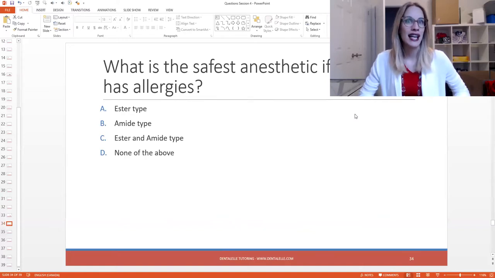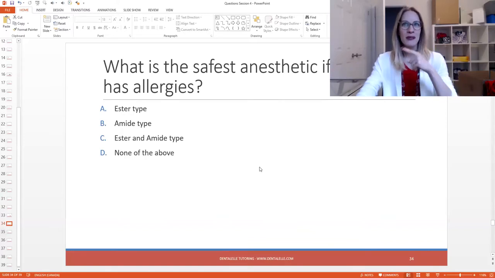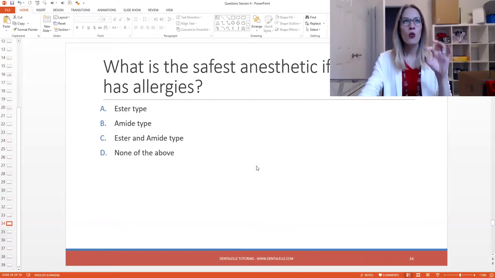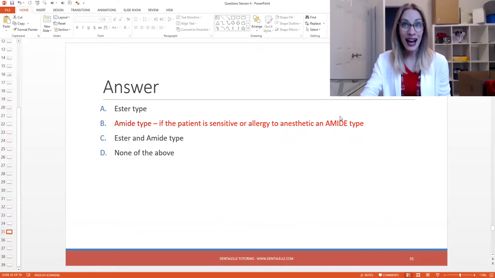So if you get that question on an exam, it's rare to be allergic to topical. But anyways, we are talking about something different. What is the safest anesthetic if the client has allergies? So you have to know which type is the safest for those patients with allergies. It's the amide type. So if the patient has a sensitivity or is allergic, then you want them to have the amide type. Does that make sense? Because with ester, there's a lot of allergies actually to the ester types of anesthetics. So if you're not sure, it just makes sense to give them the amide type, because then you're pretty okay with that. And it's not as potent, if that makes any sense.